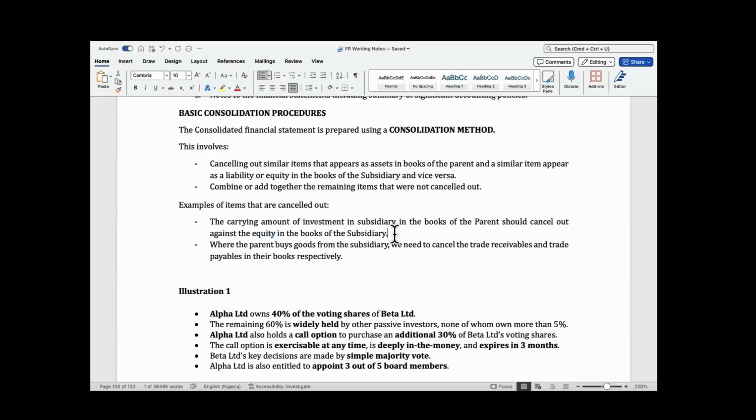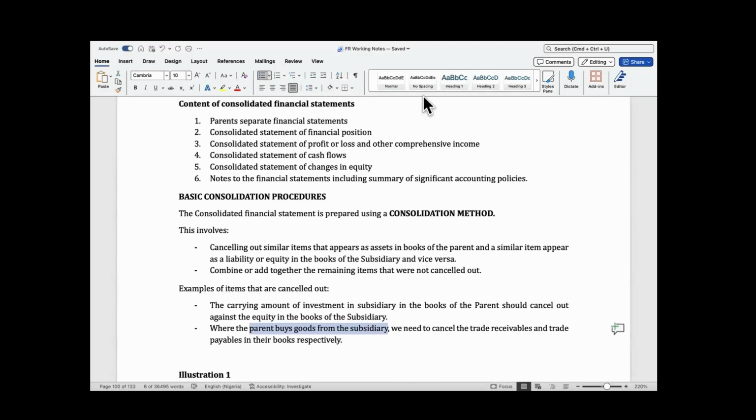Aside that, where the parent buys goods from the subsidiary, we need to also cancel out trade receivables and trade payables in their books respectively. Not just trade receivables and payables, any other items that can arise from them transacting with one another. So when they transact with one another and it's leaving outstanding balances, maybe one is owing another, cancel them out. That's all we want to do. That is all we want to do.